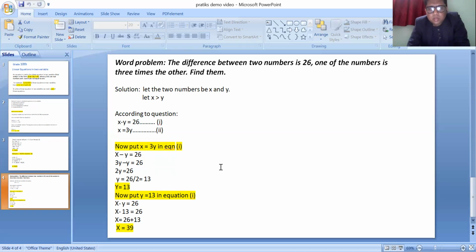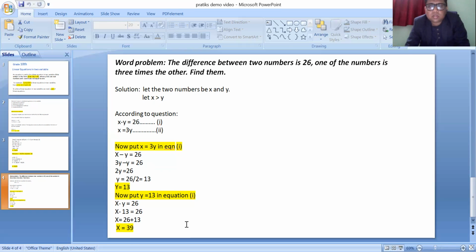Now what can we do? We can put y is equal to 13 in any of the equations, either 1 or 2. So we are going to put y is equal to 13 in equation 1. Equation 1 is x minus y is equal to 26. So x minus 13, why 13? Because the value of y is 13, is equal to 26. After solving, we got x is equal to 39. So our two numbers are 39 and 13.